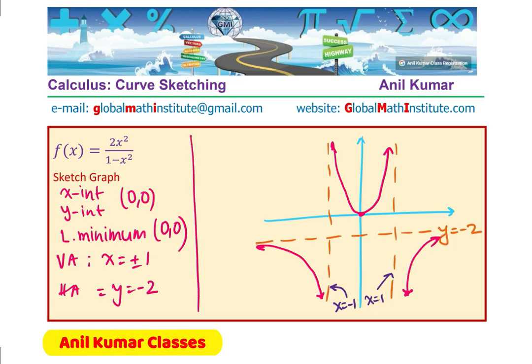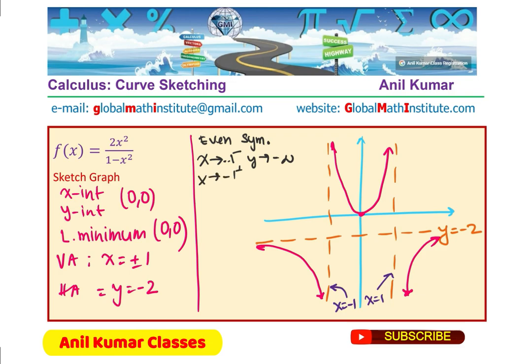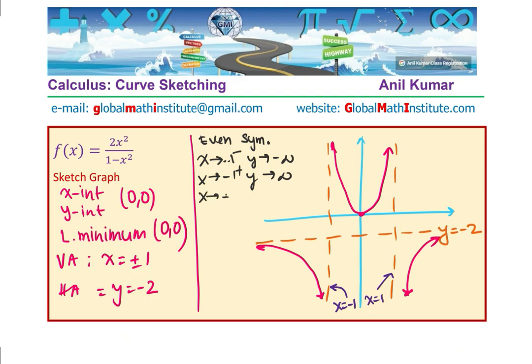So you can write all the properties which you learned, right? Even symmetry. Approaching, right? So when x approaches minus 1 from the minus side, y approaches negative infinity. When x approaches minus 1 from the right side, y approaches positive infinity. When x approaches plus 1 from the minus side, y approaches positive infinity. And when x approaches plus 1 from the right side, y approaches negative infinity, right?